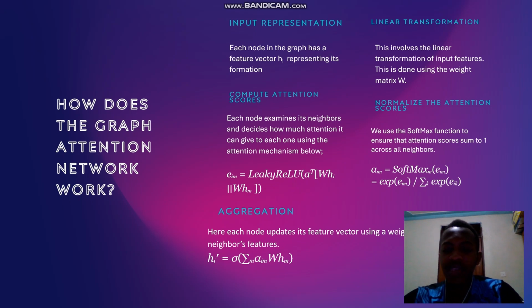If multiple sources give you information, you weigh their opinions based on their credibility before making a decision. And that is what normalization is all about, and that's why we use the softmax function. We use the formula shown here below.